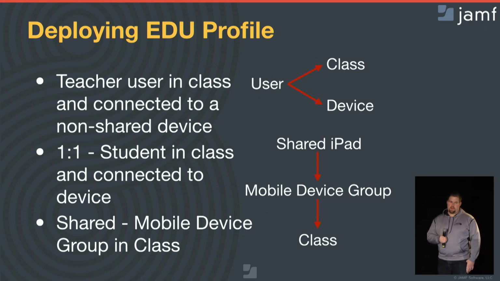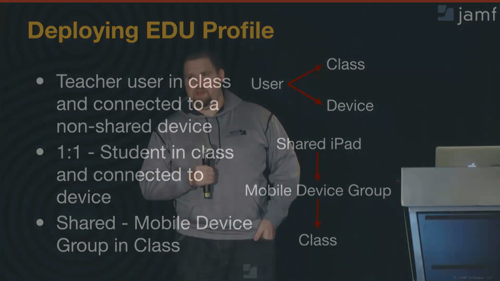Shared is different. For shared iPad, you need to make sure you've got a mobile device group associated to the class. That's the only way your shared iPad will get the EDU profile, via a mobile device group. So if for some reason you're expecting to get an EDU profile deployed and you're not getting it, check these prerequisites and make sure that everything makes sense logically, where your user is attached to the device and Jamf Pro knows where to send that EDU profile.